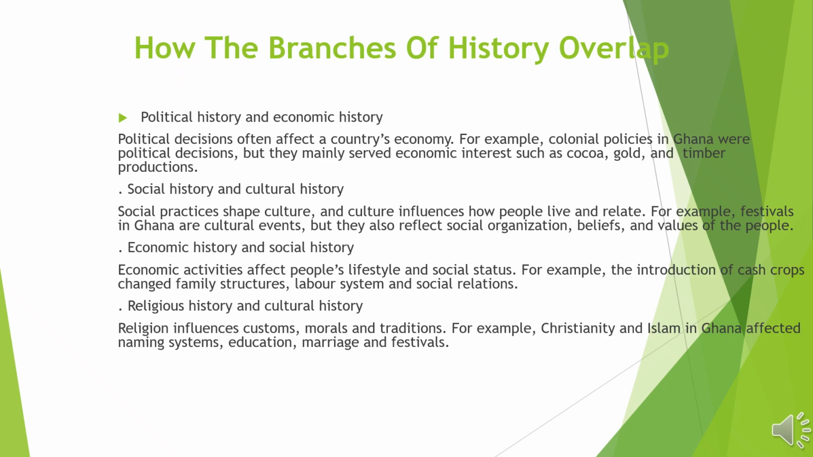Now, how the branches of history overlap. That is political history and economic history. We are going to look at how political history and economic history overlap. And we are saying that political decisions often affect a country's economy. For example, colonial policies in Ghana were political decisions, the rules that they set for the ordinary people. They were considered to be political, but they mainly served economic interests such as cocoa, gold, and timber production.